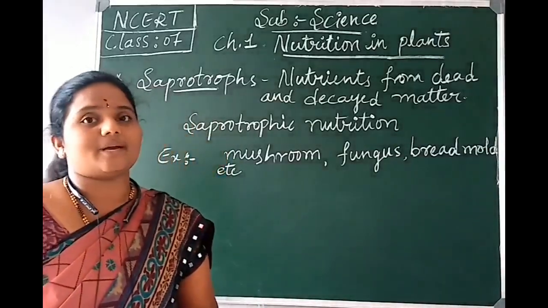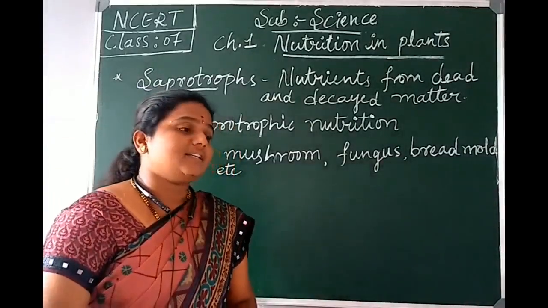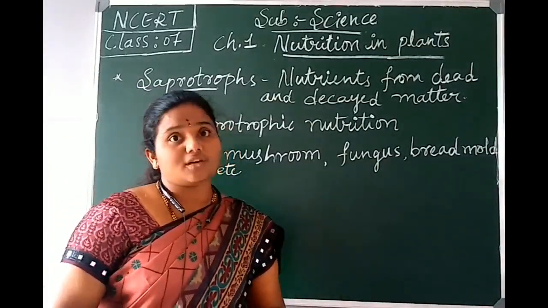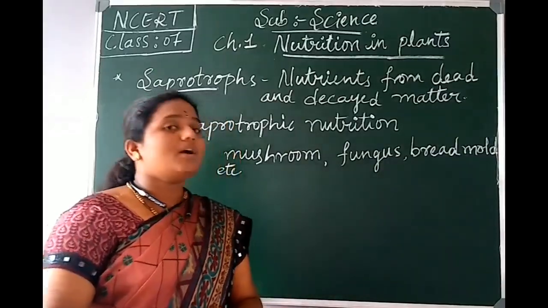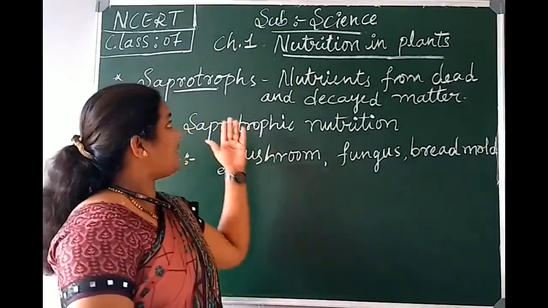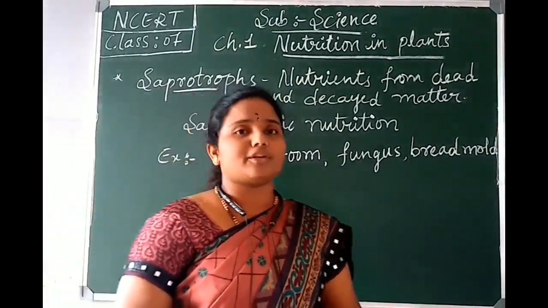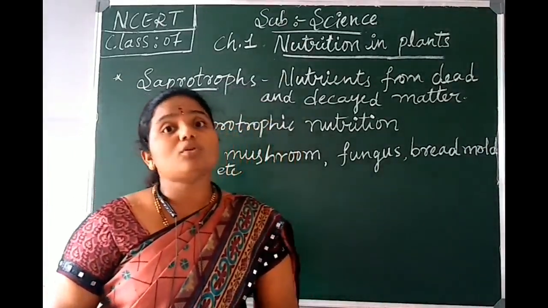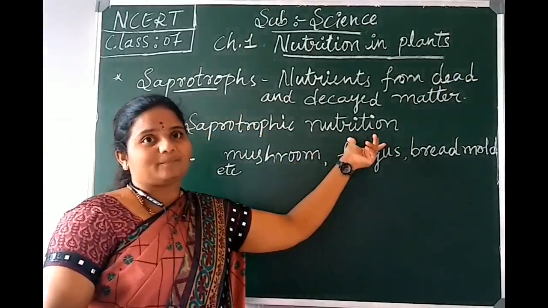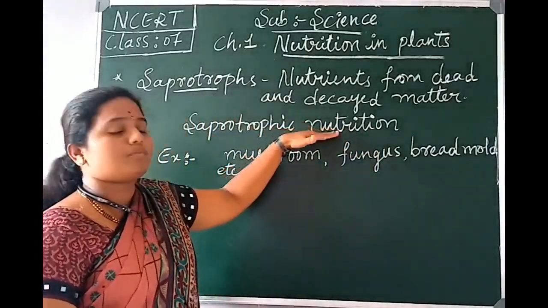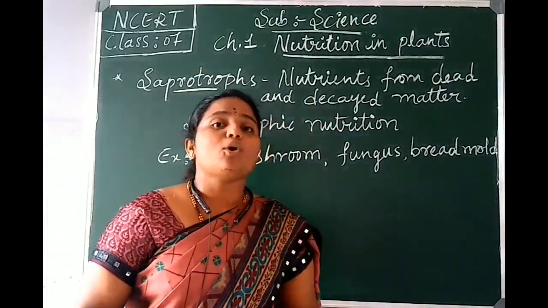NCERT class 7, chapter number 1, nutrition in plants. In the previous class, we learned that there are different modes of nutrition and also the synthesis of different components, isn't it, children? Now, in today's class, we will learn about saprotrophs. Other than heterotrophic nutrition, we also have one more type of nutrition. What is that called? Saprotrophic nutrition. Before learning about it, first let us understand what is meant by saprotrophs.